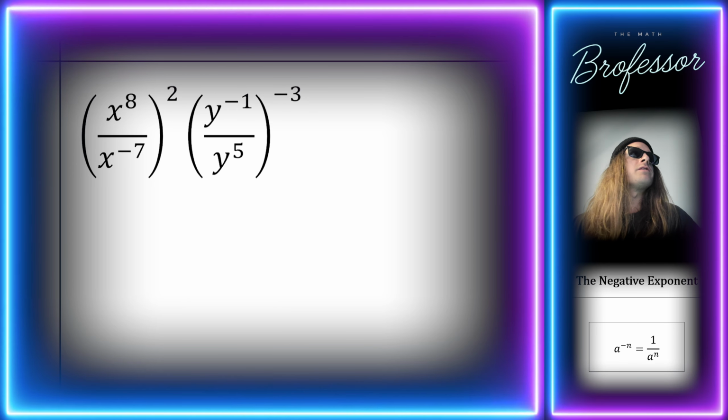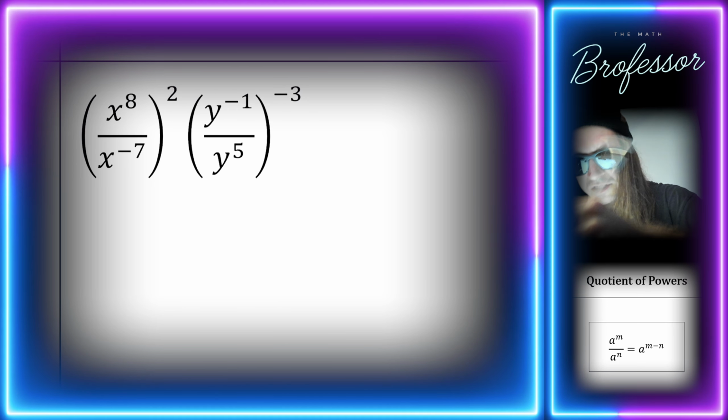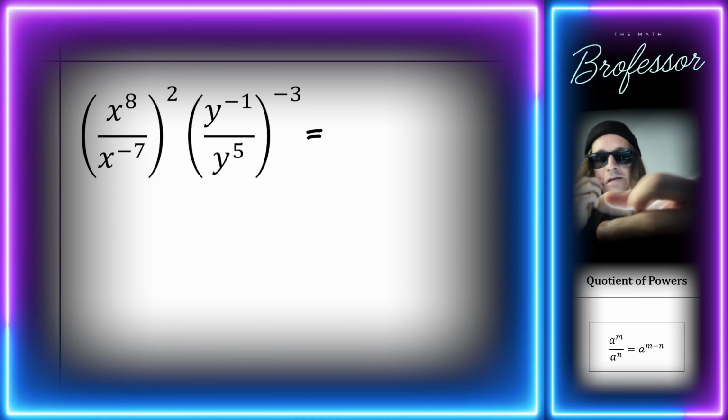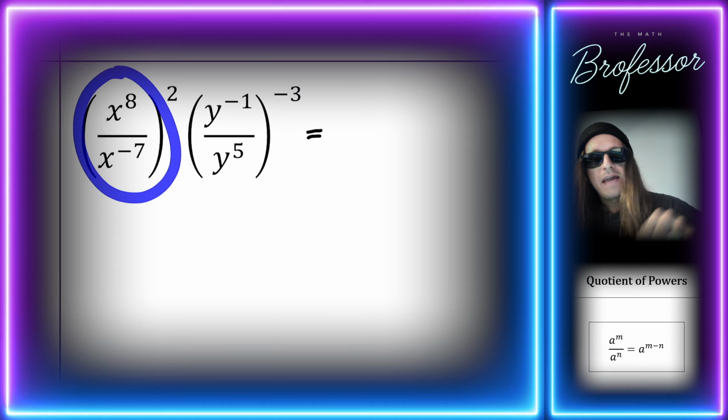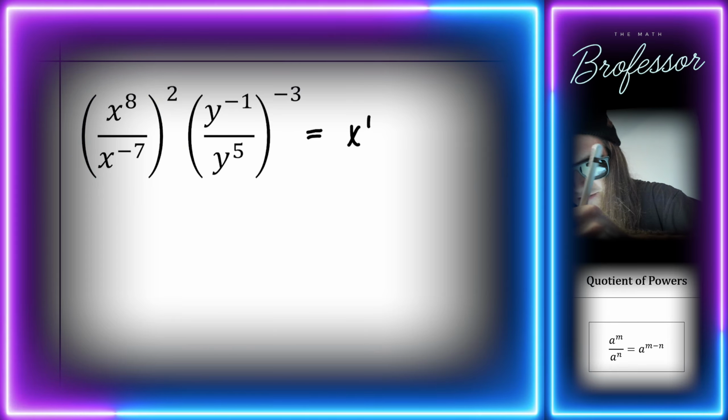I'm going to start this problem by using quotient of powers. How will this look? Let's see, I think I can squeeze it right here. That means right here, I'm going to go 8 minus negative 7. 8 minus negative 7 is 8 plus 7. That means in the first parentheses here, you really have an x to the 15th squared.